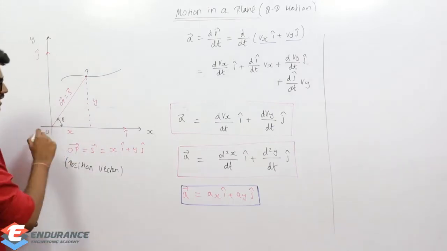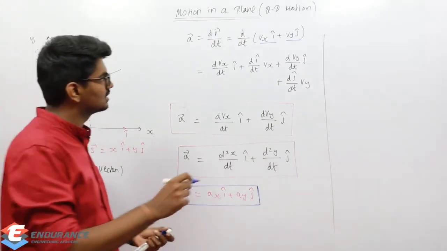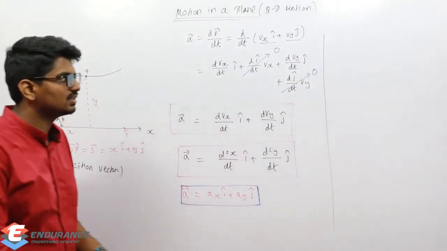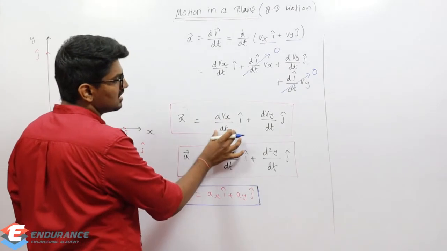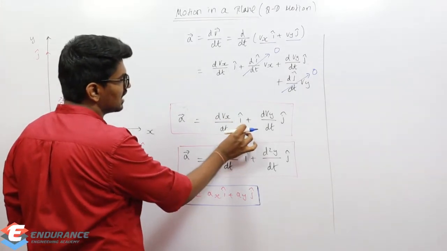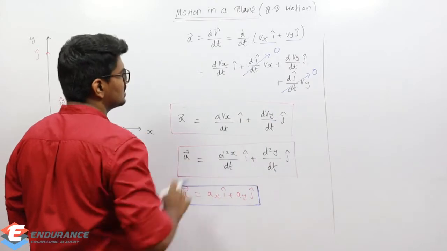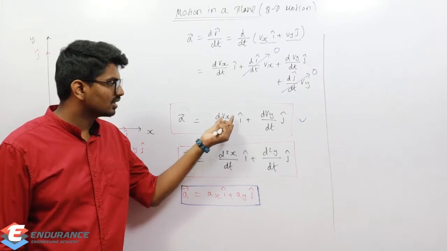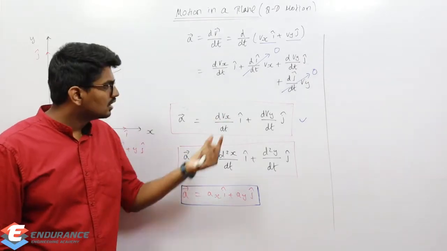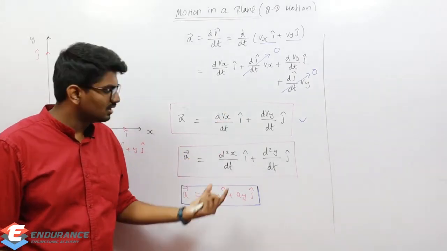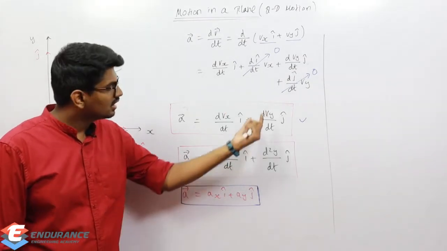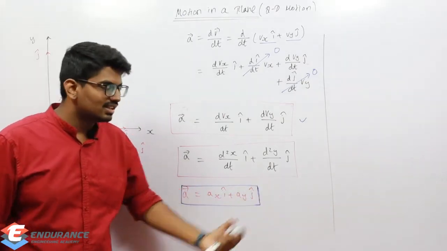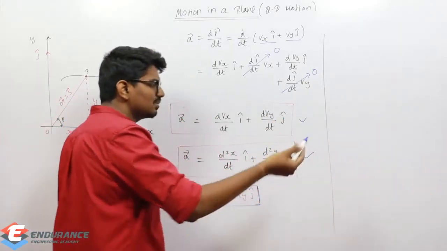Again, as we already know that i cap and j cap are fixed vectors, their differentiation will be 0. They won't change with respect to time. So dvx by dt i vector plus dvy by dt j vector will be my acceleration formula. We also know that vx is nothing but dx by dt. So if I substitute dx by dt in place of vx, I will get d square x by dt square. And similarly in place of vy, if I substitute dy by dt, I will get d square y by dt square. So this is also the same thing.